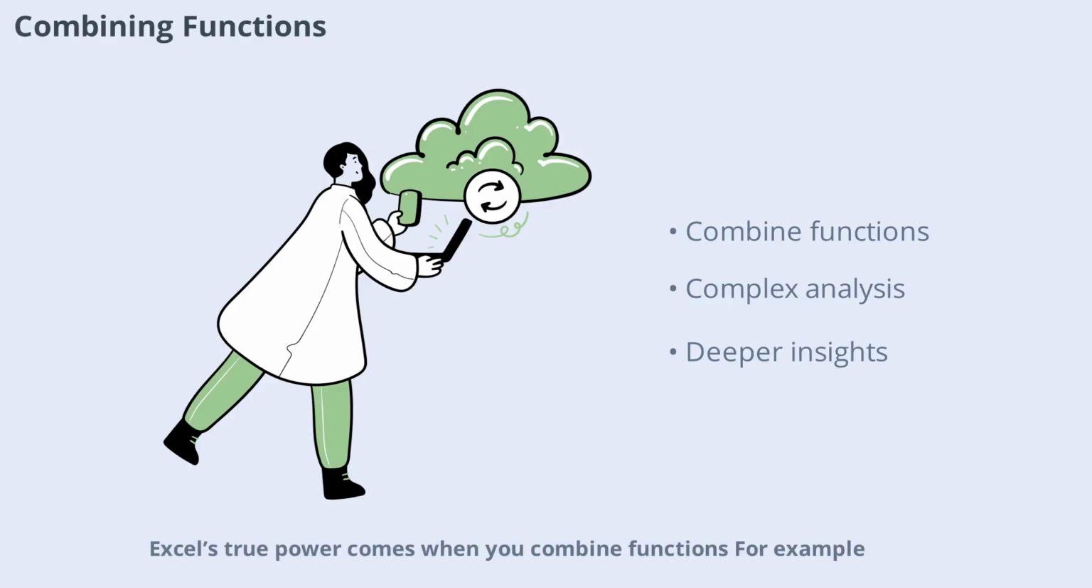Excel's true power comes when you combine functions. For example, you can use sum and if together to add only the values that meet certain criteria. This allows you to perform more complex analyses and get deeper insights from your data. Experimenting with combinations will help you unlock even more potential in your spreadsheets.